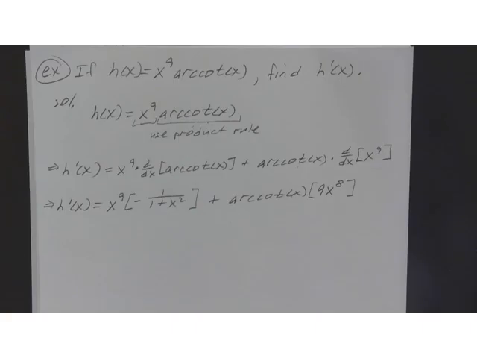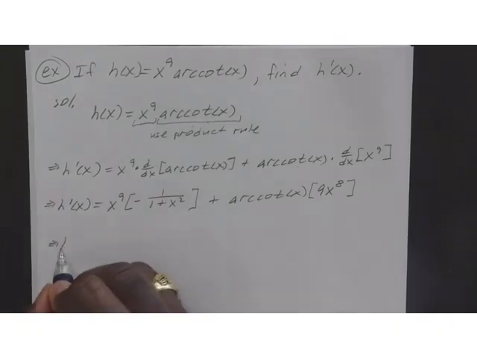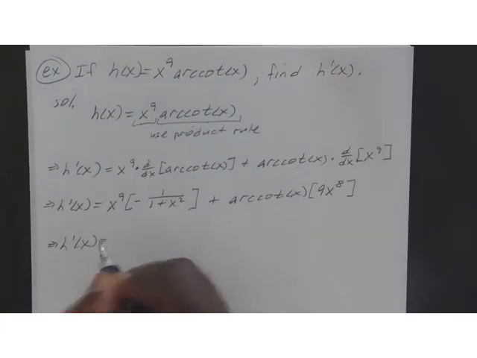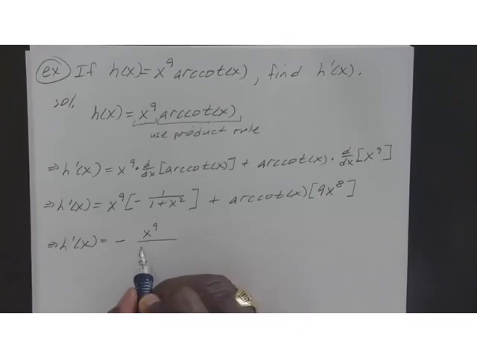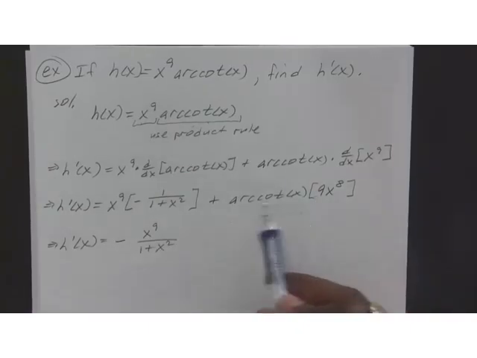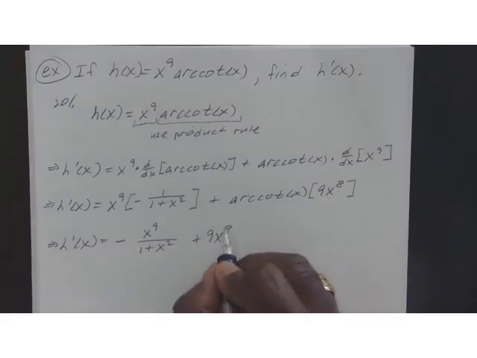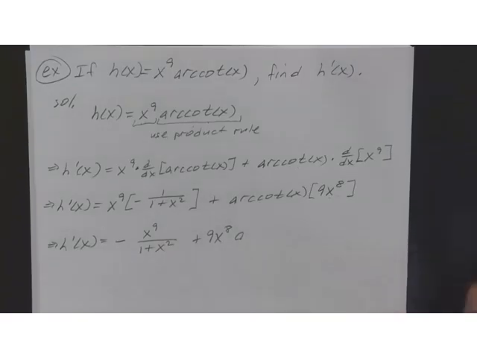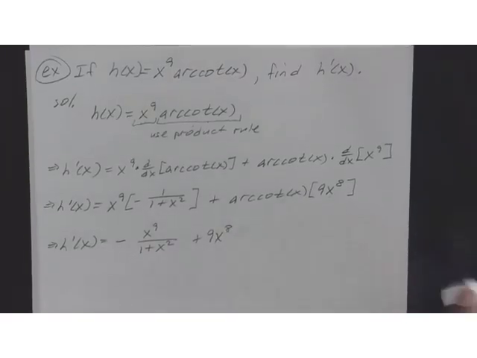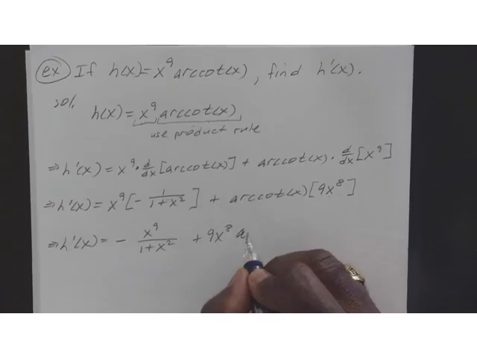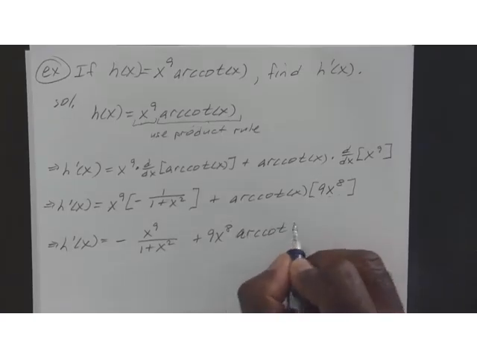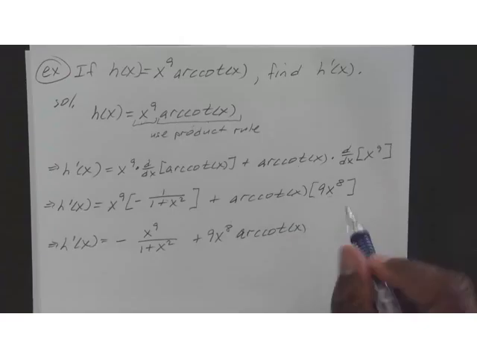Okay. So again, if you wanted to leave it like that, you could, or you could simplify this first term. So h prime of x is equal to negative x to the 9th power over 1 plus x squared. And with this one, it doesn't matter which order you write them. You can make it plus 9x to the 8th power times arc cotangent of x.